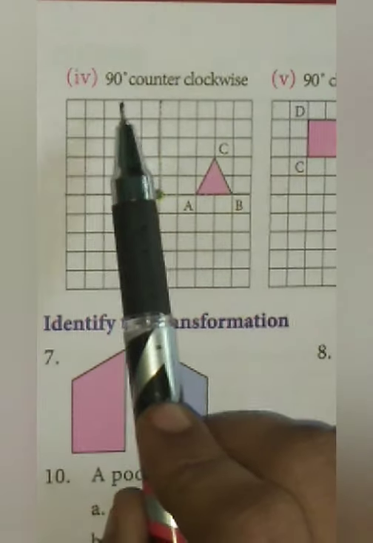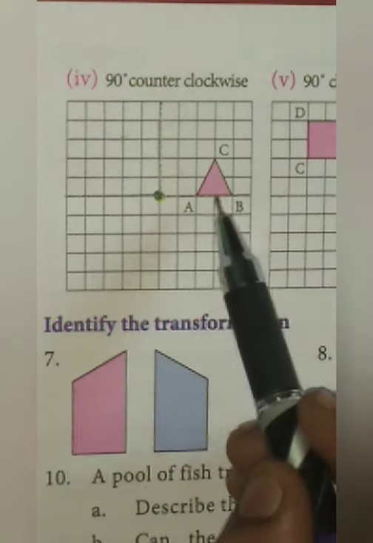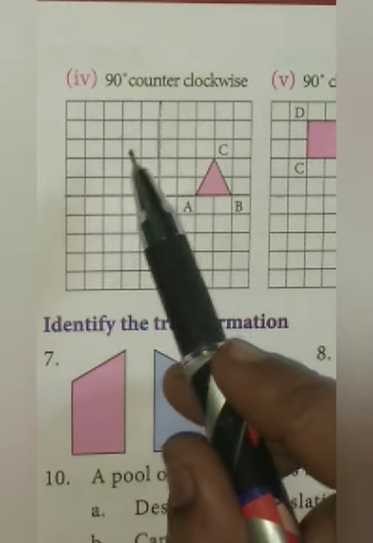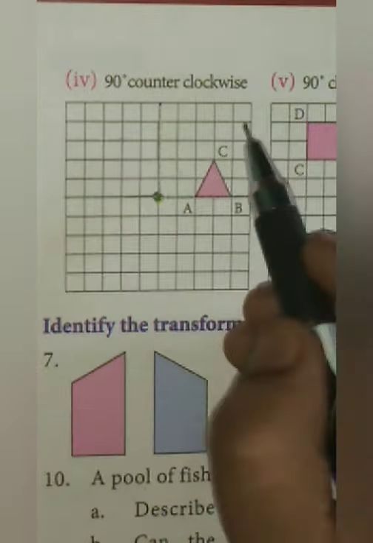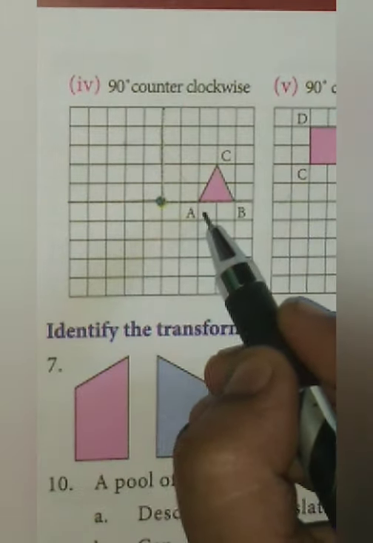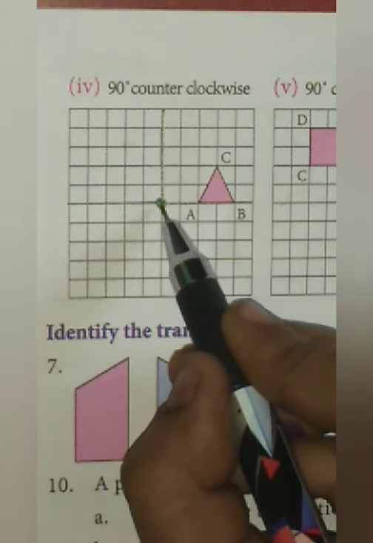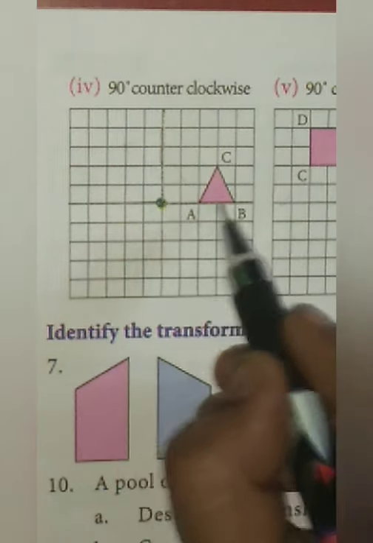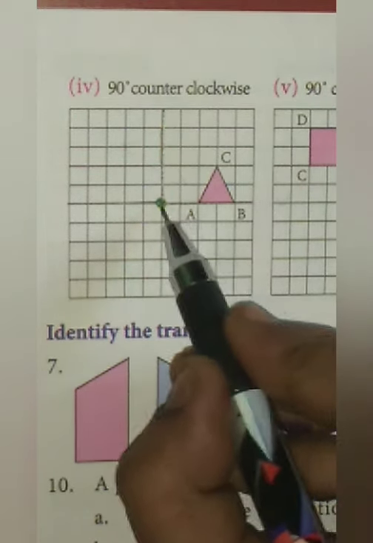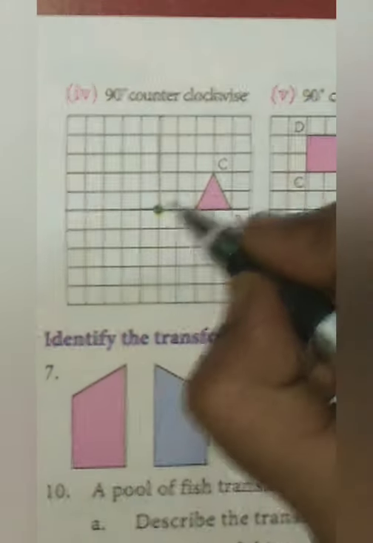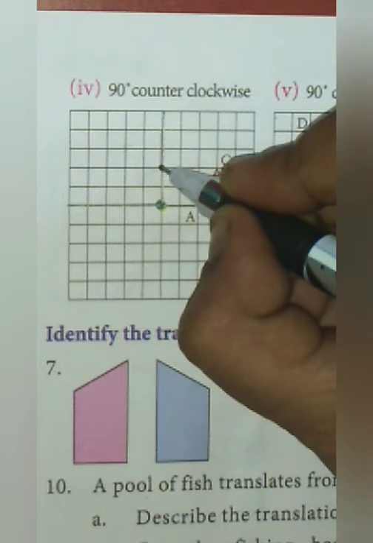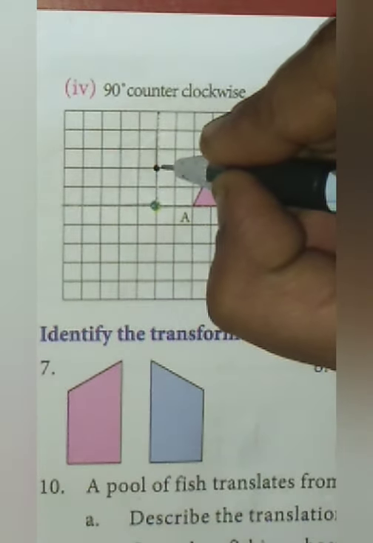Fourth subdivision, 90 degrees counterclockwise. So when we rotate this image by 90 degrees counterclockwise, counterclockwise means like this. When you rotate, see where it lies from the green point. The vertex A is 2 units away from the green point. So from here you leave 2 units and keep a point. Denote it as A dash.